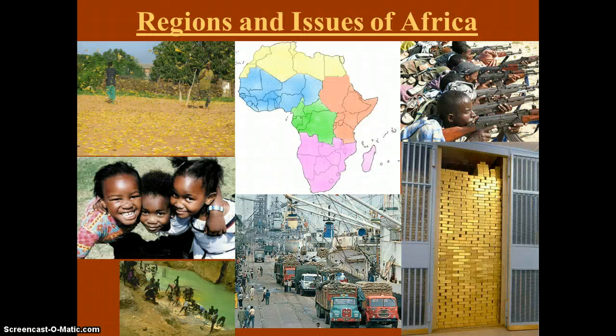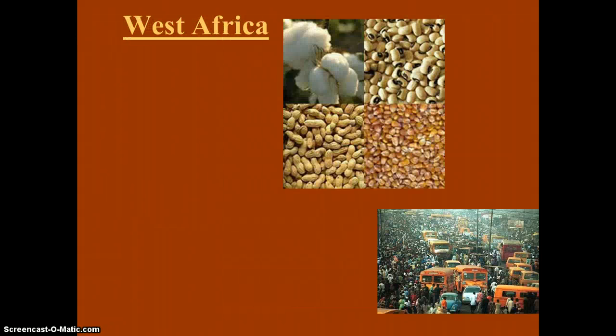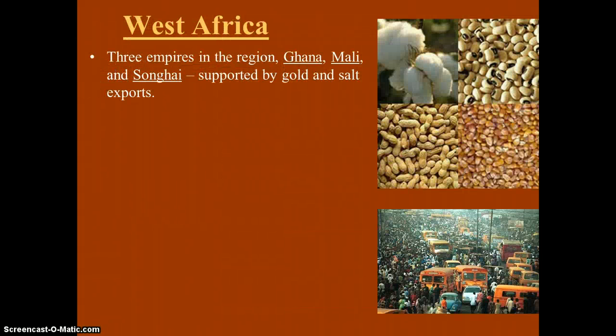Regions and some of the issues of Africa. Here are your regions: North Africa, West Africa, East Africa, Central Africa, and South Africa. West Africa. You have three empires in the region: Ghana, Mali, and the Songhai, supported by gold and salt exports. Salt way back was more important than gold.